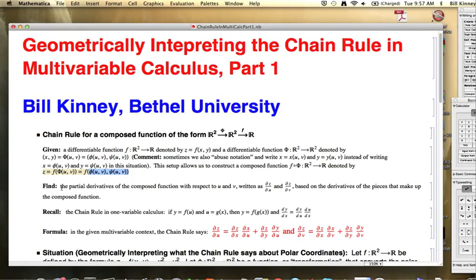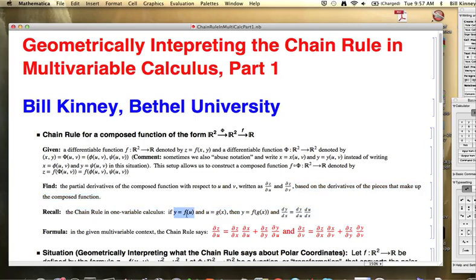What is our goal? Our goal is to find the partial derivatives of this composition with respect to u and v. Z depends on x and y, but x and y depend on u and v. Can I write the partial derivative of z with respect to u and the partial derivative of z with respect to v in terms of the derivatives of the pieces that make up the composed function? Might be helpful to recall the chain rule in one variable.